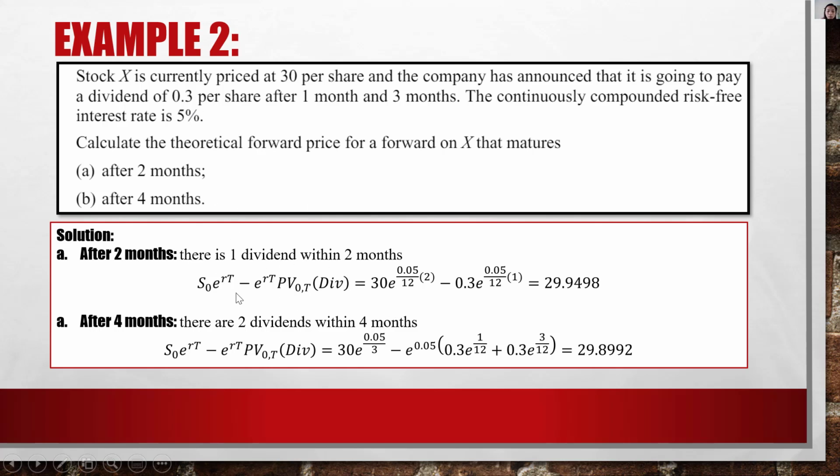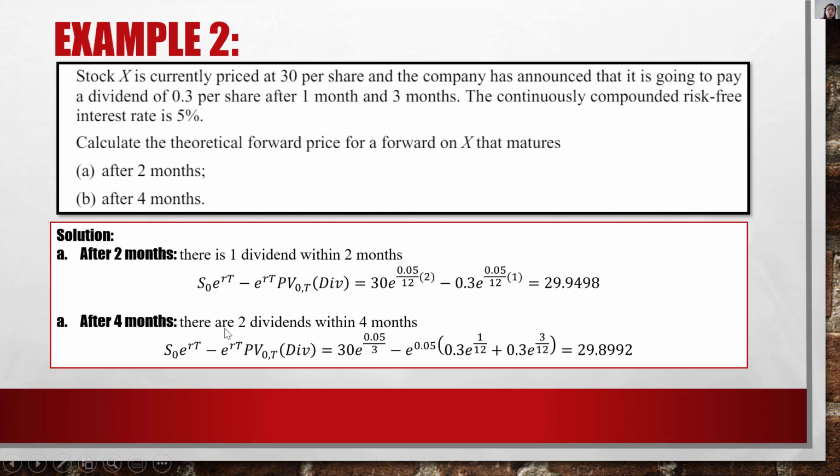See that? So just plug into the equation. S0 is 30. e to the rT is e to the 0.05 over 12 times 2, because T is 2 over 12 and r is 0.05. And then the second term, the present value of the dividends: we got e to the rT is e to the 0.05 times 1 over 12, and the present value of the dividends is just 0.3. See that? 0.3. We got only 1 dividend after 2 months. And then the answer is 29.9498.